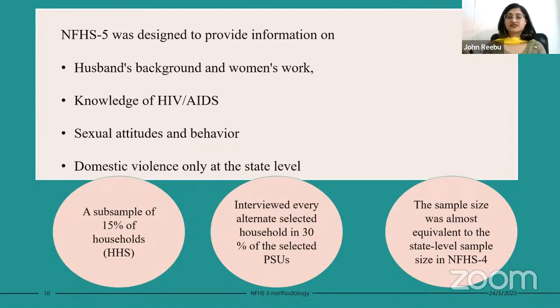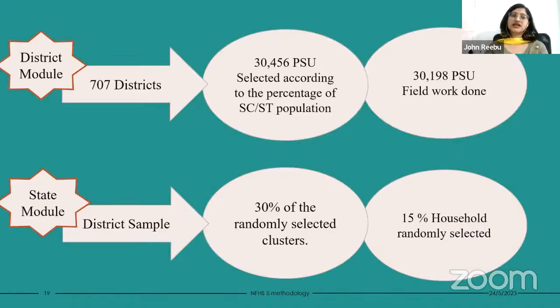So how did they calculate this sample size for the state level? How they did it was, out of the district module, they took a random cluster of 30%, from which they took 15% of the household. That is, from the 30% of the sample of the district module, they interviewed every alternate house for the state module. So that is, in district module, as I mentioned, there were 707 districts. Initially, it was planned to conduct a survey in 30,456 primary sampling units. But however, later in the field work, it was finally done in only 30,198 primary sampling units.